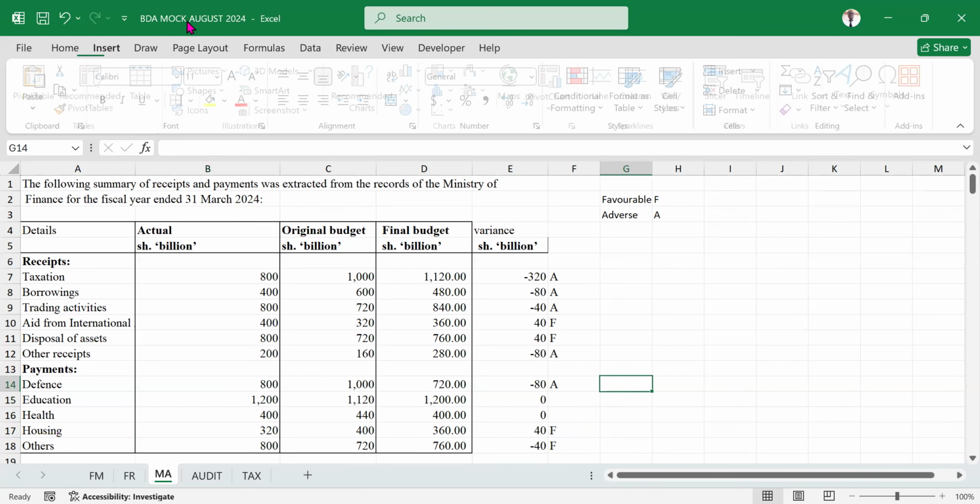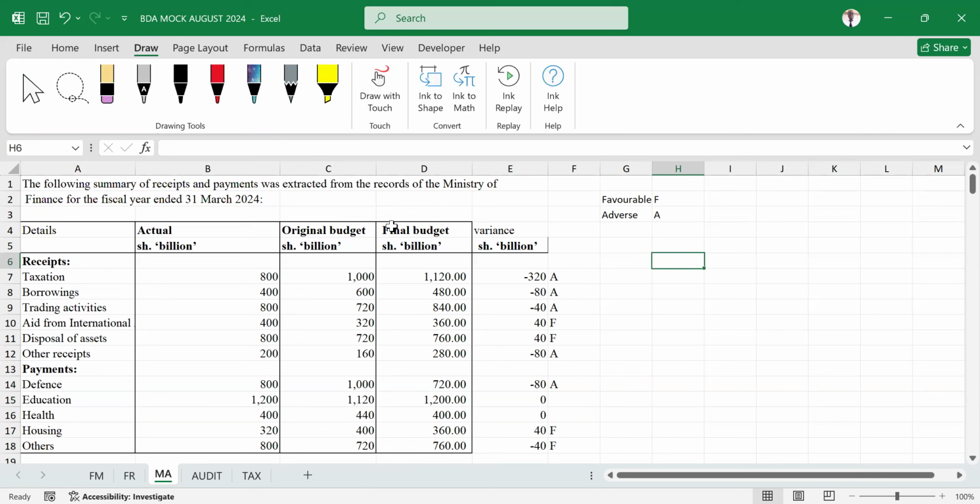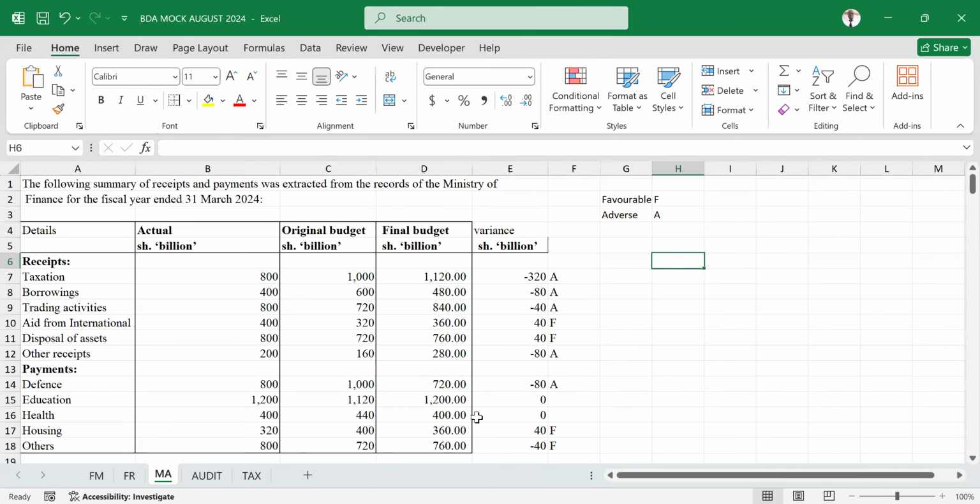So we give it a connotation of favorable. That is a favorable variance like that. And then we look at others.